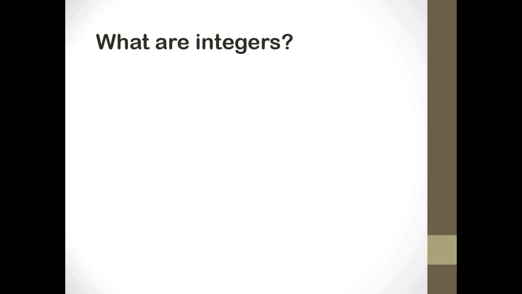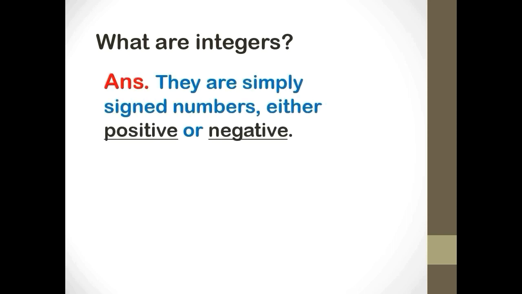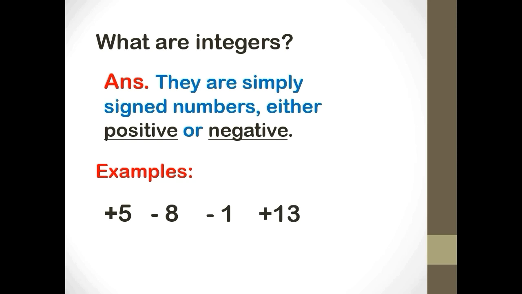What are integers? Integers are simply signed numbers. They are either positive or negative. Examples of integers are positive 5, negative 8, negative 1, positive 13, negative 100, and many more.